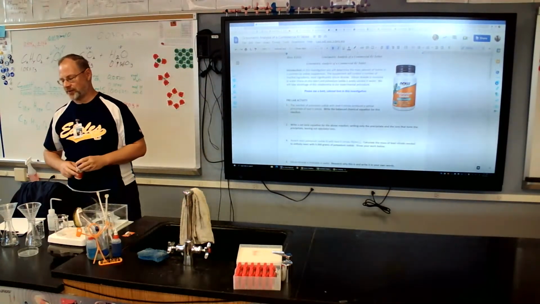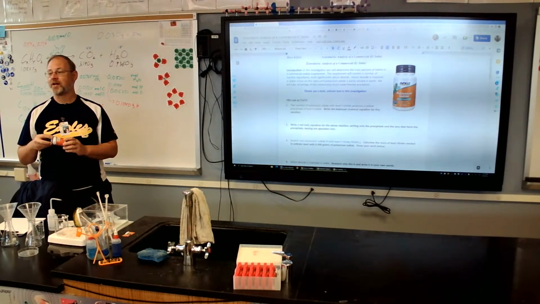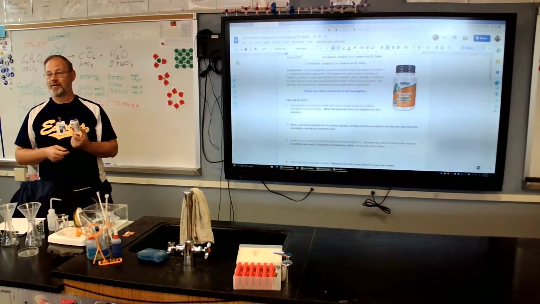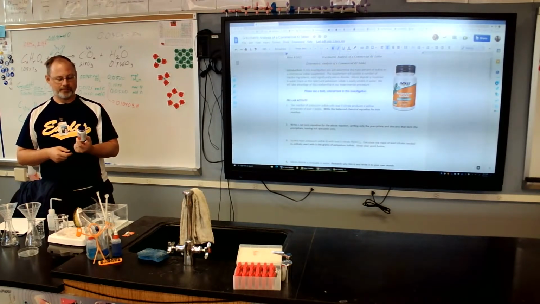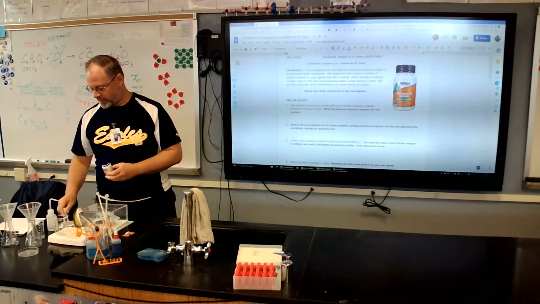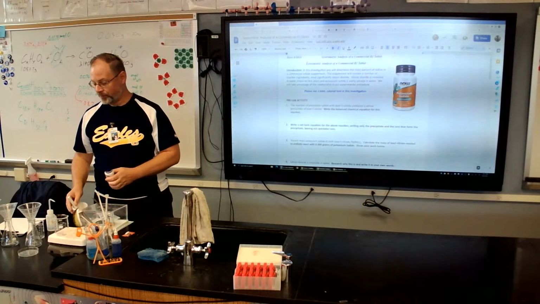But we can take advantage of this. We can take advantage of the fact that the cellulose and the silicon dioxide don't dissolve, and the potassium iodide does dissolve. So what you're going to do is get some tablets and grind them up in a mortar and pestle into a powder.